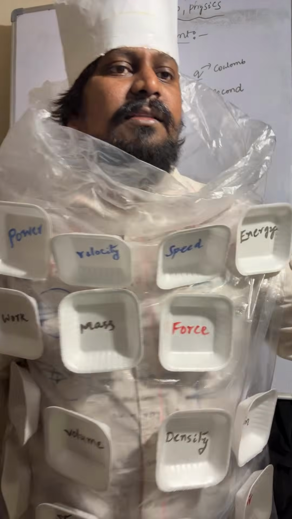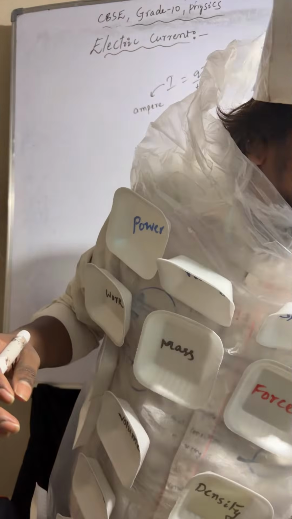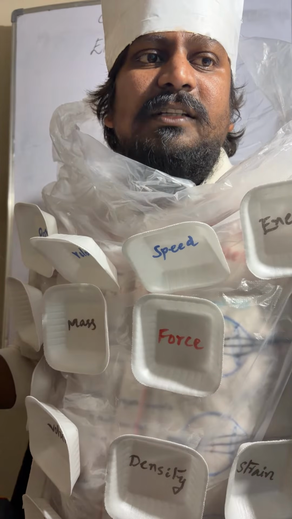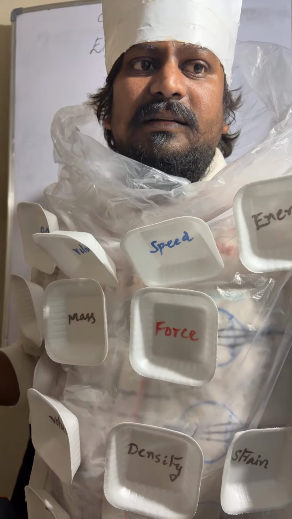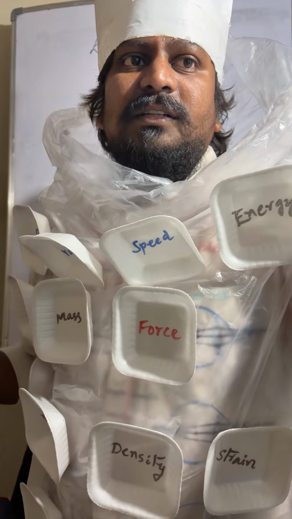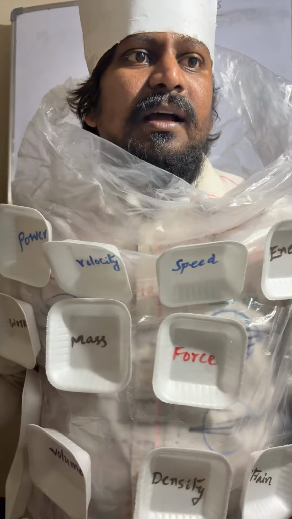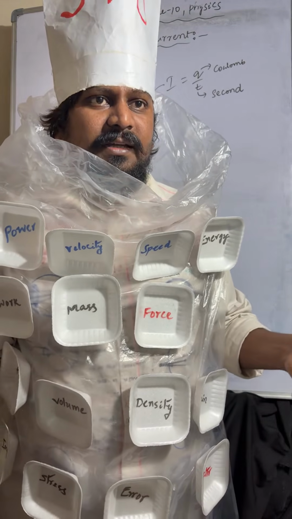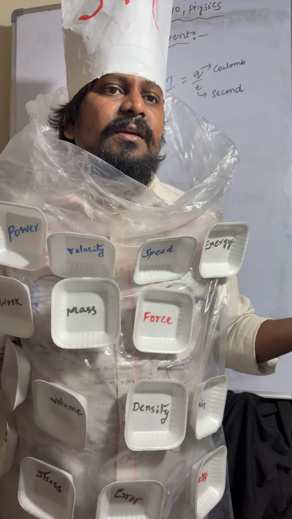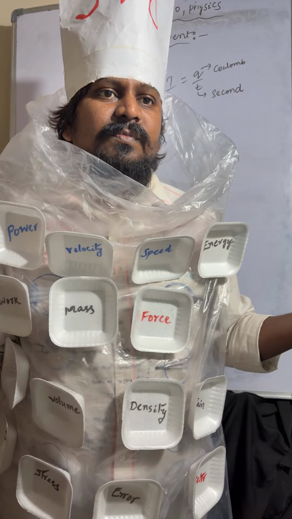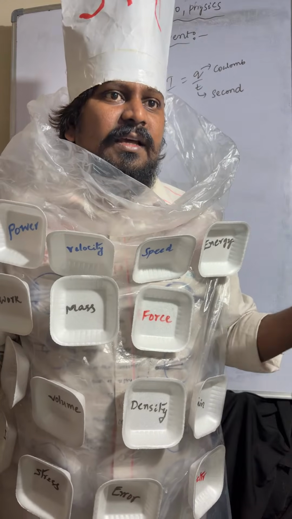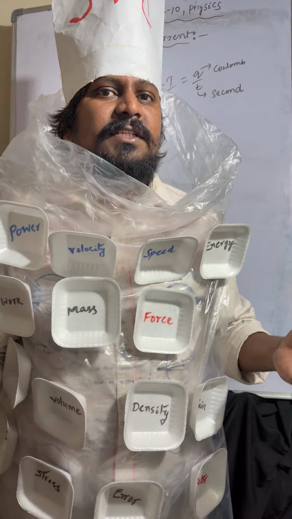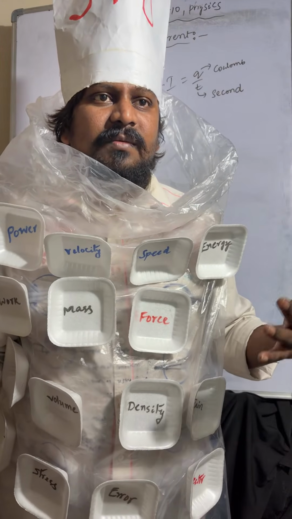So we can say the rate of flow of charge is called electric current. I equal to Q by T. SI unit of current is ampere. SI unit of charge is coulomb. SI unit of time is second.